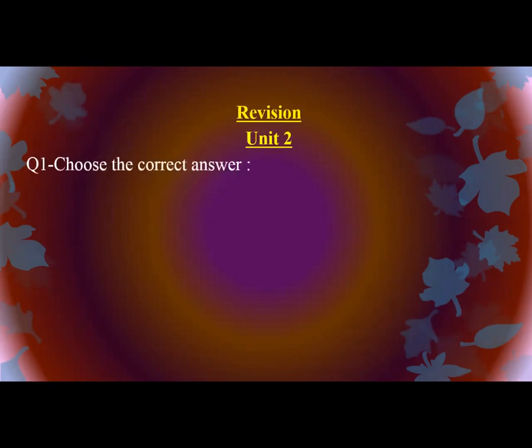Bismillah ar-Rahman ar-Rahim. Dear middle 3 students, let's make together a quick revision by questions and answers on Unit 2, Lesson 1 and 2. It is the electricity and electric current and the type of connections of the electric current. تعالى نبتدي. First question. Choose the correct answer.